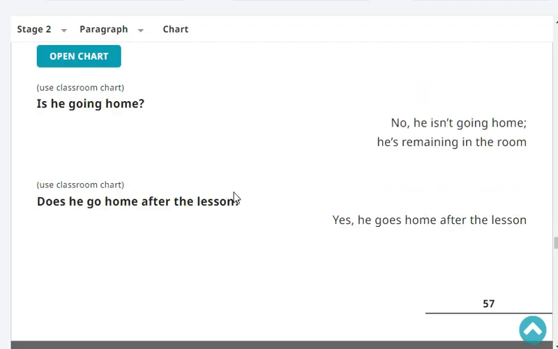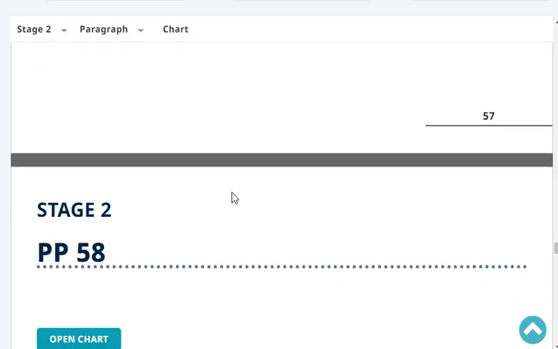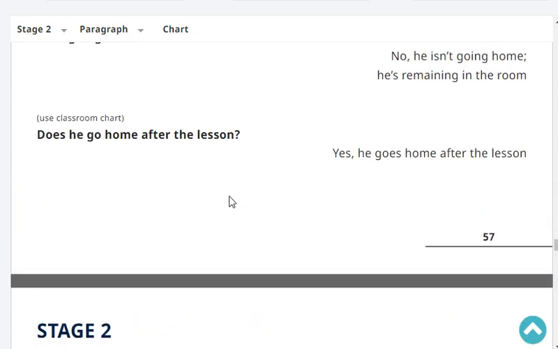Let's practice. Is he going home? No, he isn't going home. He's remaining in the room. Very good. Does he go home after the lesson? Yes, he goes home after the lesson. Very good.